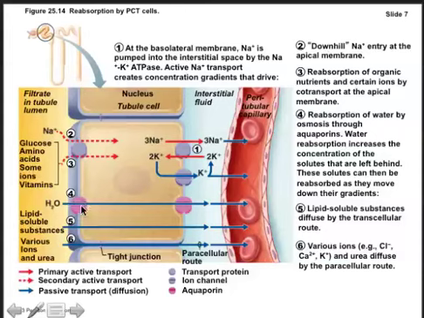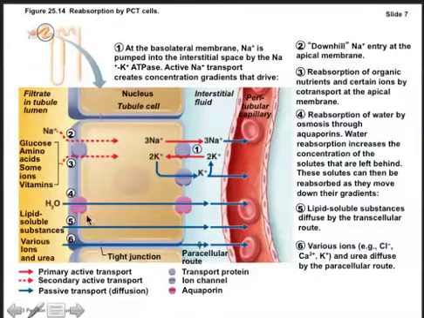This is an aquaporin, here and here. And what happens here is that water reabsorption increases the concentration of solutes that are left behind. So as water leaves and solutes remain, the osmolarity of the filtrate goes up. These solutes can then be reabsorbed as they move down their concentration gradients.